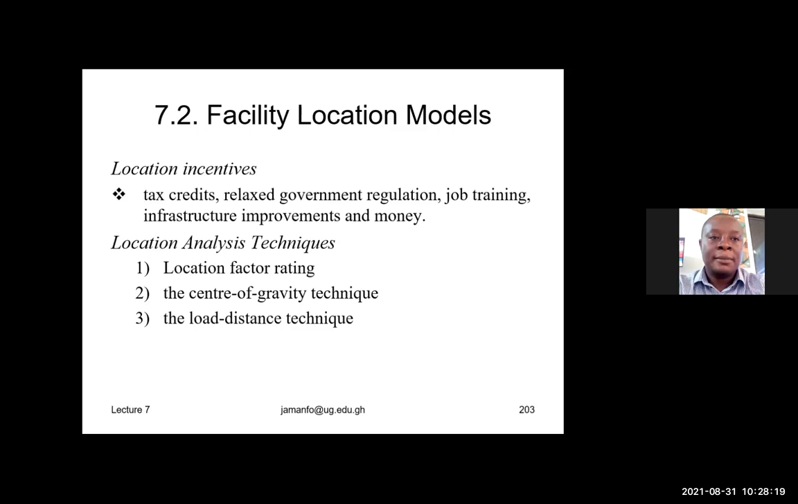There could also be relaxed government regulation. There could also be job training. There could also be infrastructure improvement. So government can say that, okay, if you are setting up within this particular region, we'll make sure that we will construct the road from where you are located to join any of our main roads. And it also helps in developing those local communities, you see. So location incentives are there to be used to push.